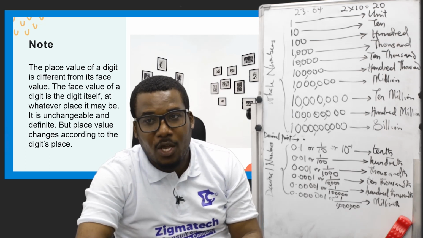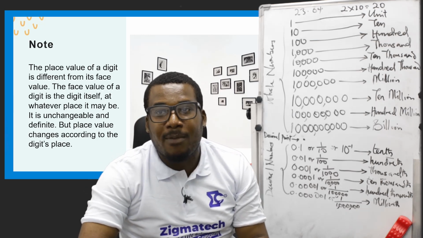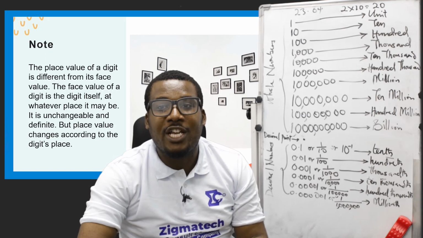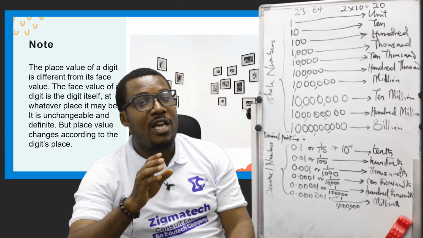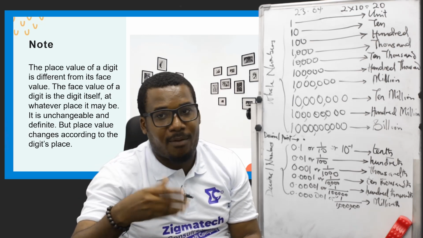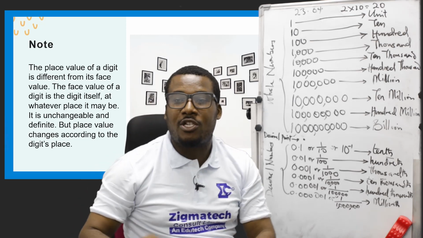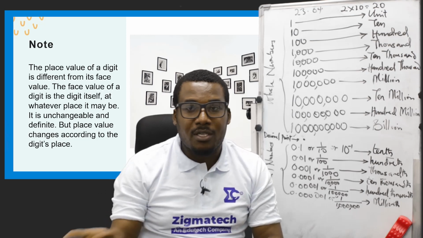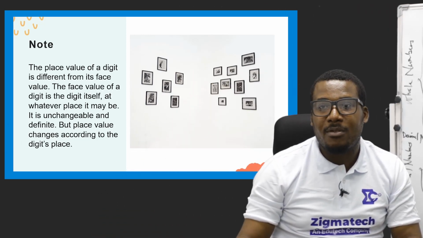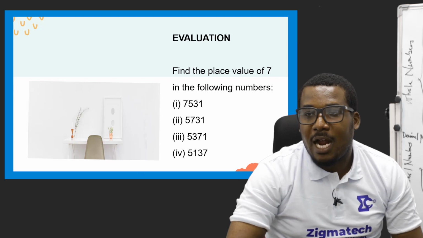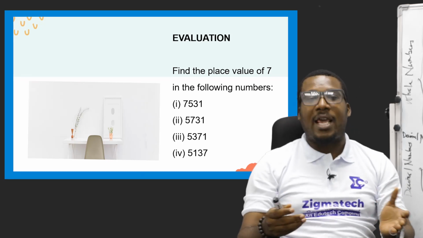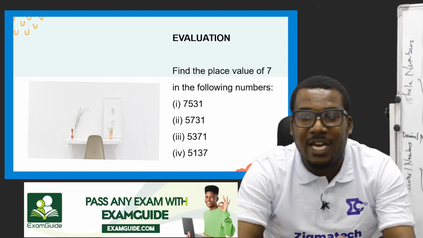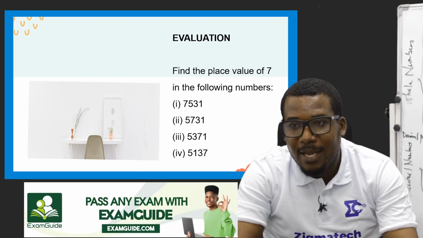Face value is different. Whatever place it may be, it is unchangeable or definite. But place value changes according to the digit's placement. Like I said, according to the digit's place, it changes. But face value never changes. Now, let's evaluate what we have done so far. If I ask, find the place value of 7 in the following numbers, what will the answer be?